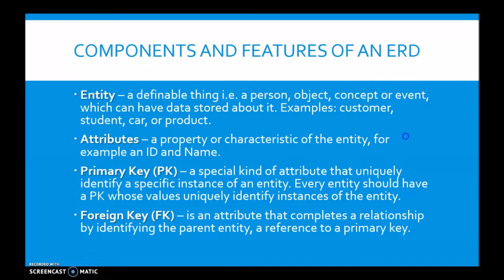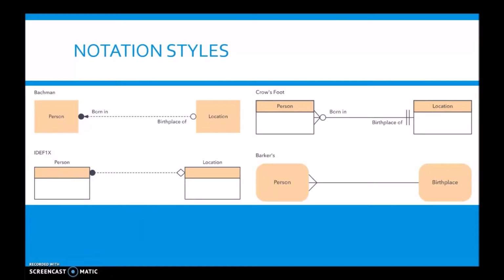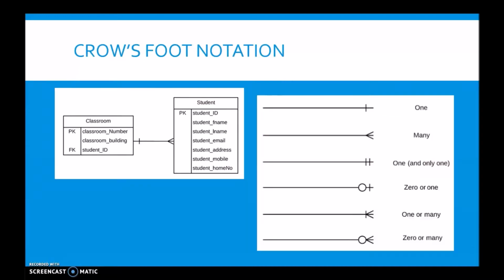Okay, so let's talk about notation styles briefly. We have a range of different notation styles. The main one that is mostly used for engineering purposes and information systems is crow's foot, and that's the one we're going to be talking about. So what does this all mean? The crow's foot notation shows us how the tables would look here. This would be the relationship. We'll go further into this in a second. Let's first talk about the different relationships here.